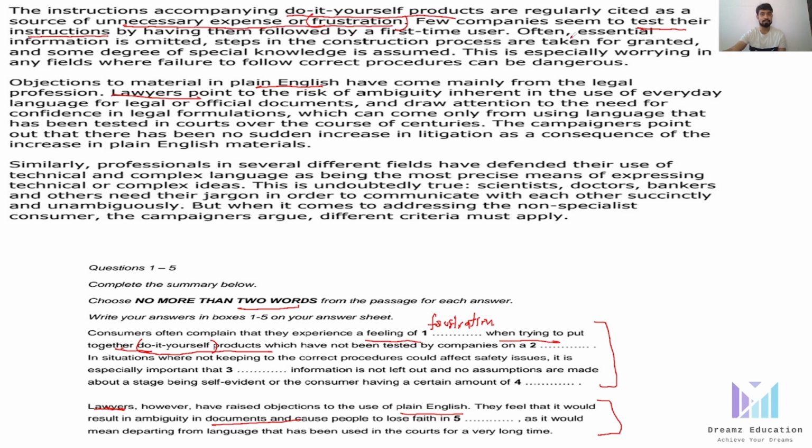Okay, here is our answer. So they have not tested on whom? By a first-time user. So my answer for the second question is first-time user.